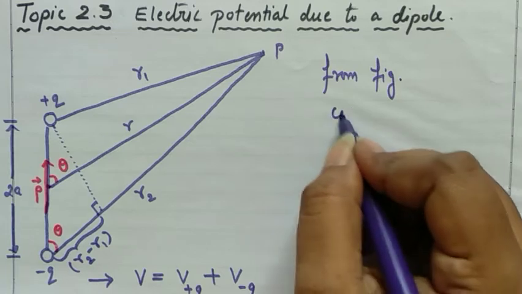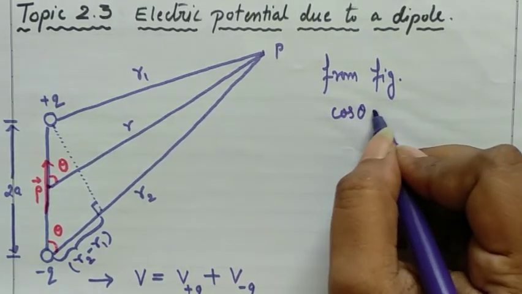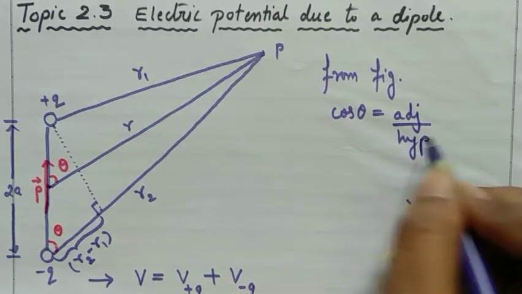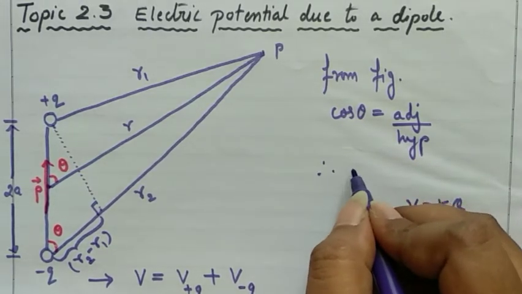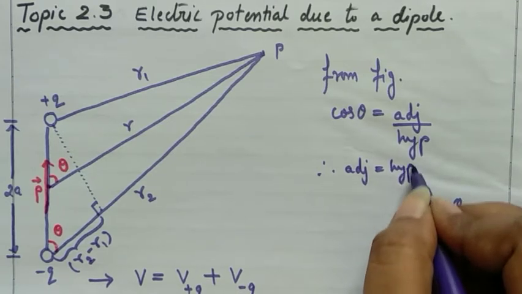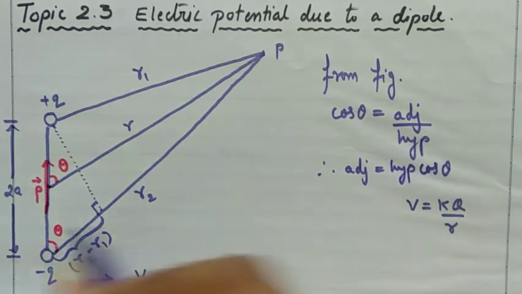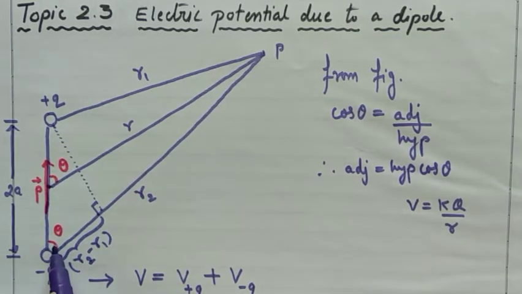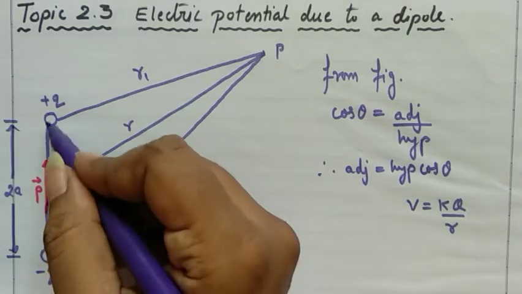From the figure, cos theta is equal to the adjacent side upon the hypotenuse. Therefore, the adjacent side is equal to the hypotenuse into cos theta. What is the hypotenuse? This is the hypotenuse. We have taken the formula of this cos theta, so this is the adjacent side and this is the hypotenuse.